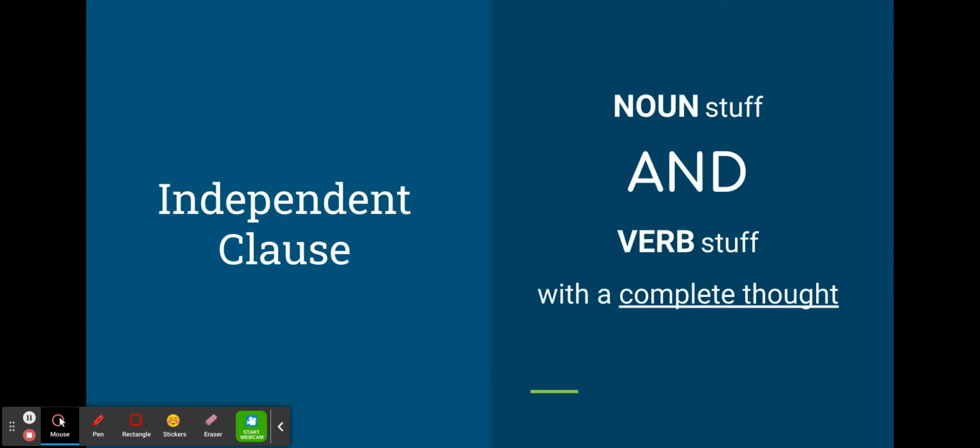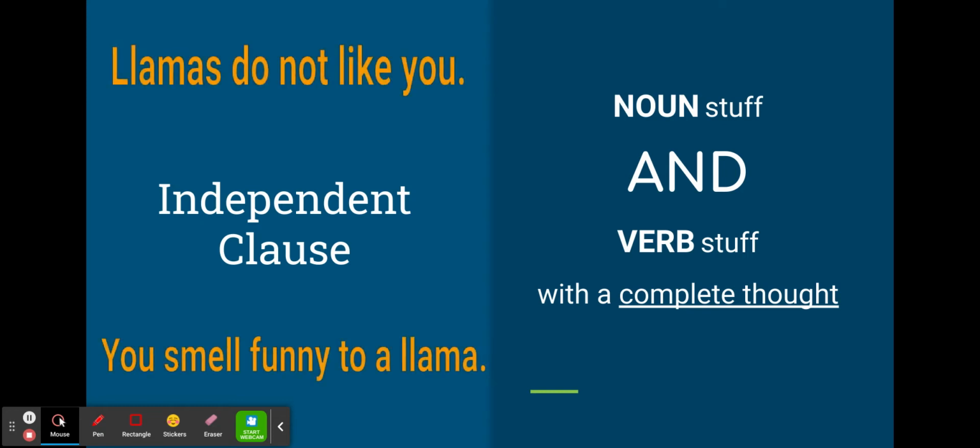You have an independent clause, which has the same noun stuff and verb stuff that we expect in a clause, but this one is a complete thought, okay? Subject plus verb plus complete thought, that gives you an independent clause. Llamas do not like you would be our example. You smell funny to a llama would be another example of an independent clause. It's a subject and a verb and a complete thought.